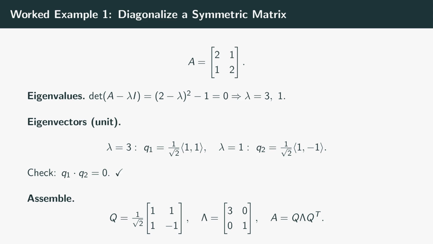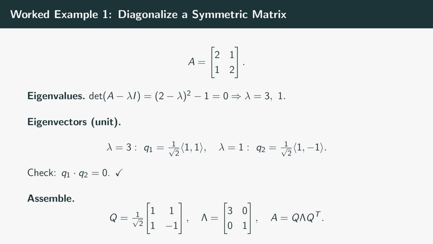Let's diagonalize a concrete symmetric matrix, 2's on the diagonal, 1's off the diagonal. First, the eigenvalues. The determinant of A minus lambda times the identity is the quantity (2 minus lambda) squared minus 1, set to 0. That factors to give lambda equals 3 and lambda equals 1, both real as the theorem promised. Now the eigenvectors. For lambda equals 3, solving gives the direction (1, 1) normalized, that is 1 over root 2 times the vector (1, 1). For lambda equals 1, the direction is (1, negative 1) normalized, 1 over root 2 times the vector (1, negative 1). Check their dot product, 1 times 1 plus 1 times negative 1 is 0, perpendicular, exactly as guaranteed.